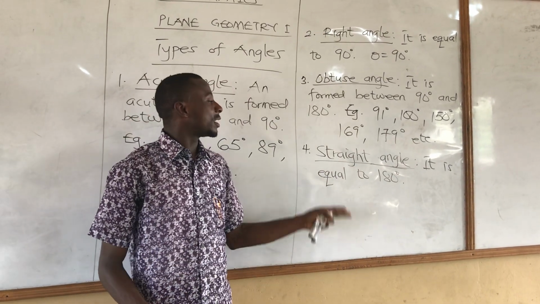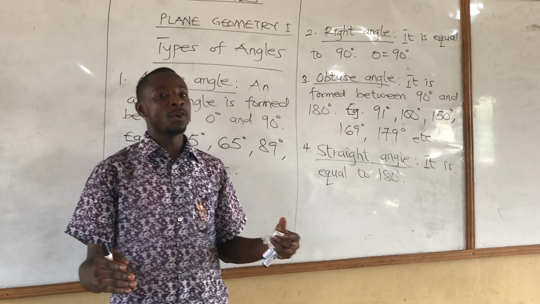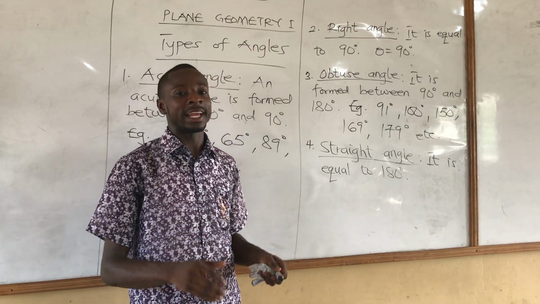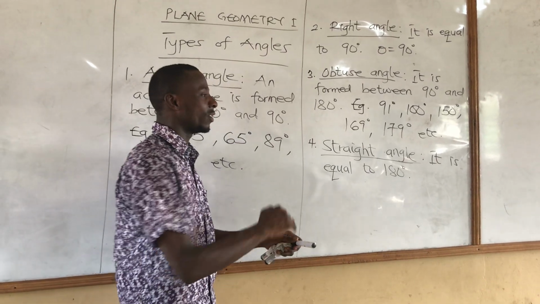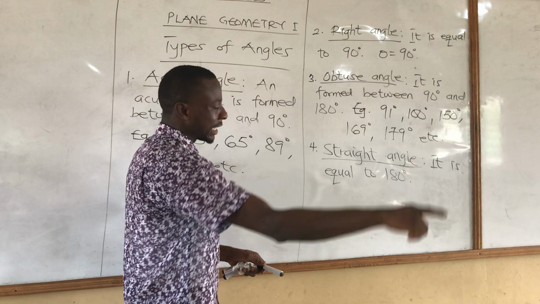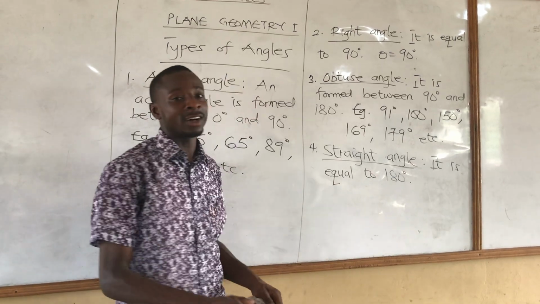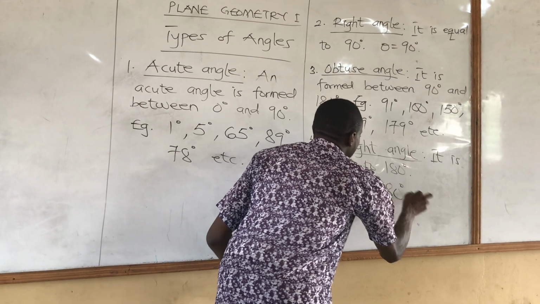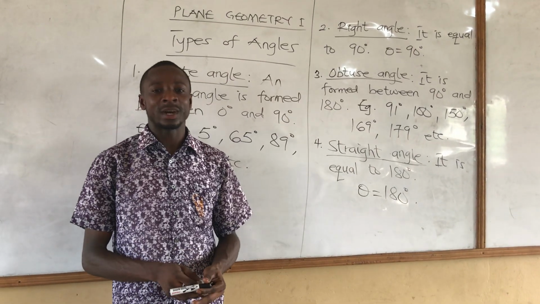The next type is straight angle. And we know that straight angle is where the angle is just equal to 180 degrees. The angle is straight, so it's formed on a straight line. In that case, the angle is just equal to 180 degrees. So from here, theta is equal to 180 degrees.